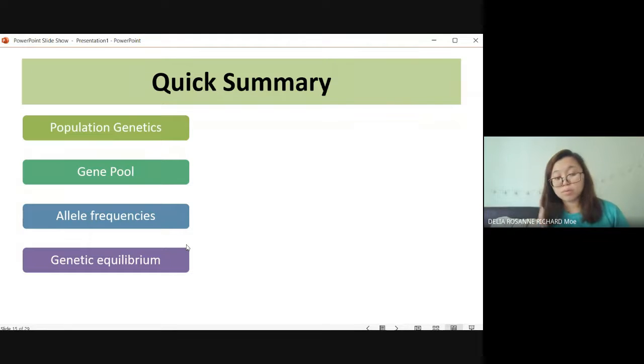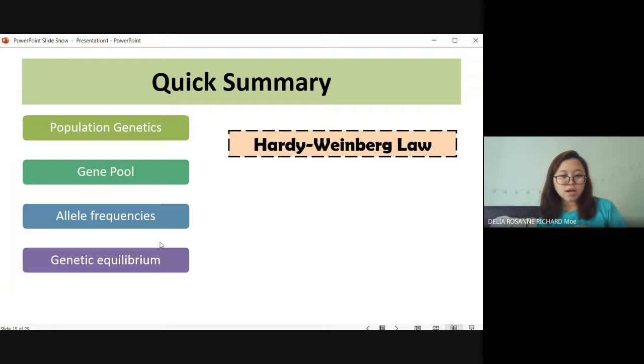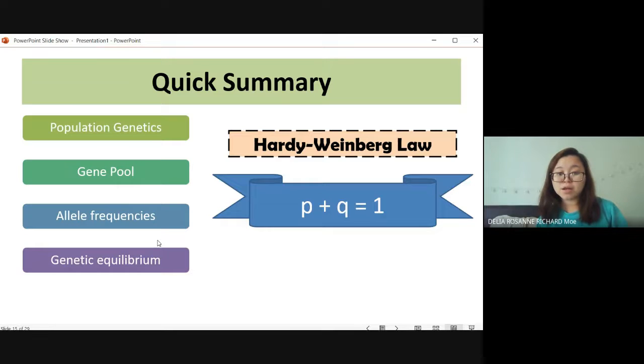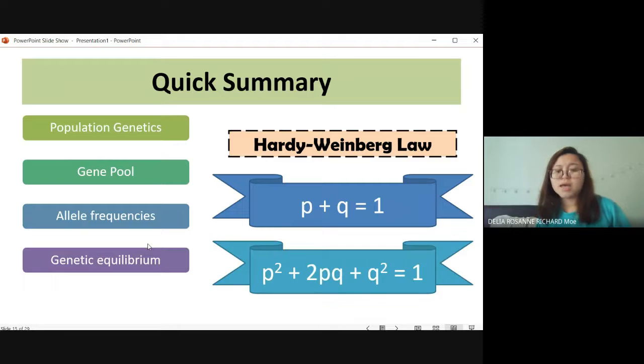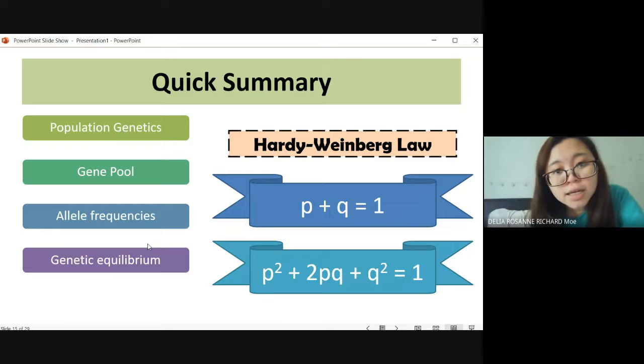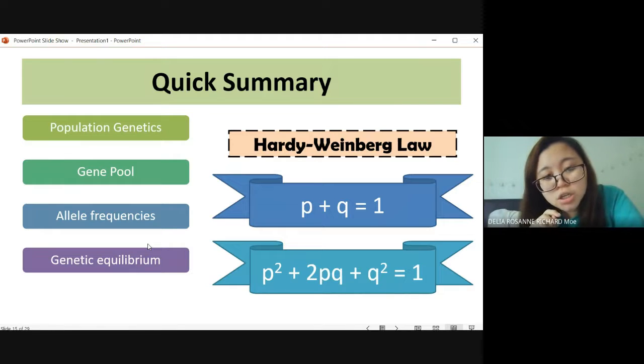Kita belajar apa itu population genetic, apa itu gene pool, apa itu allele frequency, apa itu equilibrium. Dan kita juga belajar pasal Hardy-Weinberg law dan dua formula yang terlibat dalam Hardy-Weinberg law. Hardy-Weinberg equation number 1 and Hardy-Weinberg equation number 2. If you don't like hafal-hafal biology, you better get full mark for questions on chapter 5.